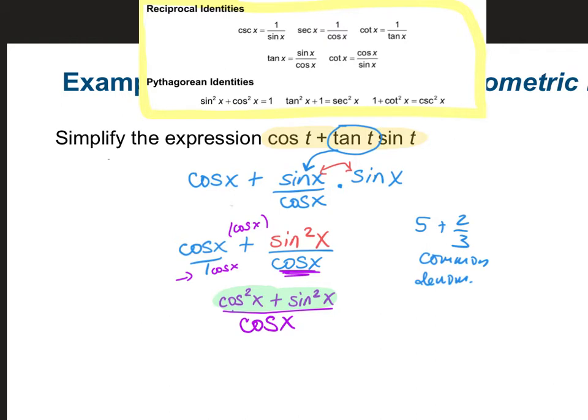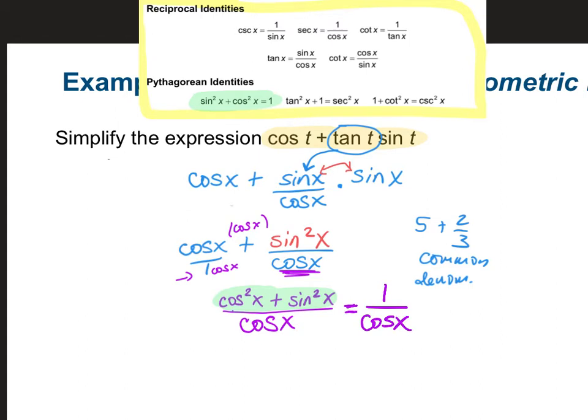I have cosine squared x plus sine squared x. Does anybody see anything? One of our Pythagorean identities. So I can replace cosine squared x plus sine squared x with what number? Perfect. I can replace it with the number 1. So this is 1 over cosine of x.